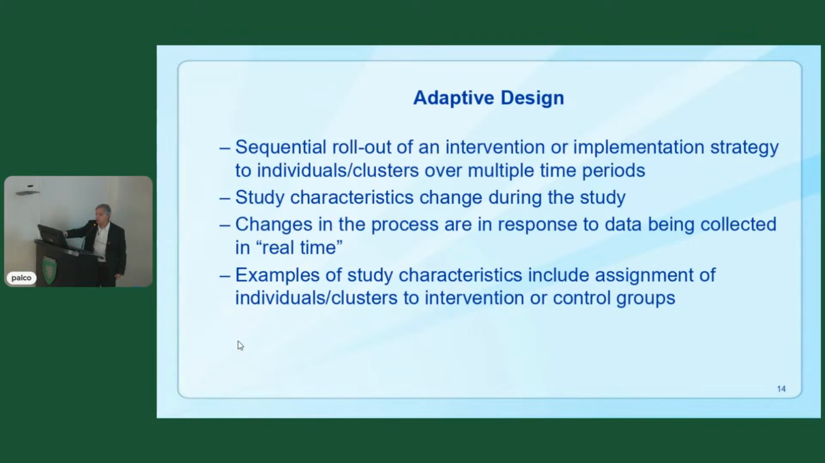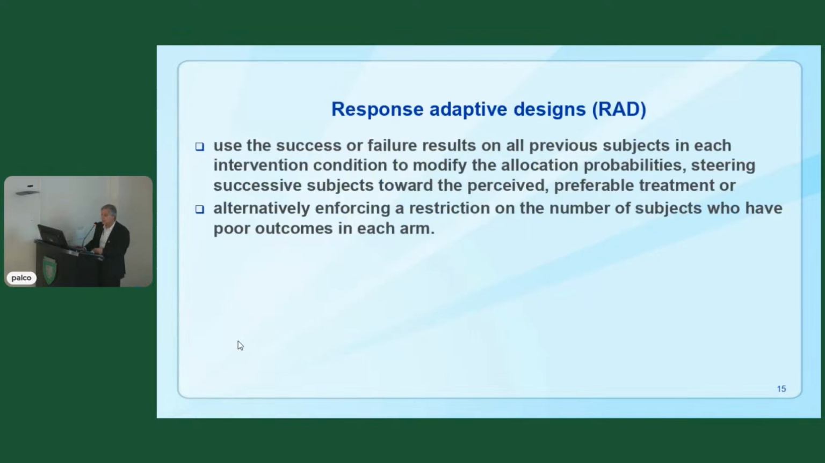Study characteristics change during the study. However, with study characteristics changing, that's why it's called adaptive design. Changes in the process are in response to data being collected in real time. So once you collect data in real time, not a posteriori, not later trying to look retrospectively, but in real time, you may change because something is happening and you may adapt, you may modify your strategy. That's adaptive design, but you need to be able to monitor that change. Examples of study characteristics include assignment of individual clusters to intervention or control group. The design of the study itself may change the manner in which you include the clusters and the individuals in each cluster. You need to document that.